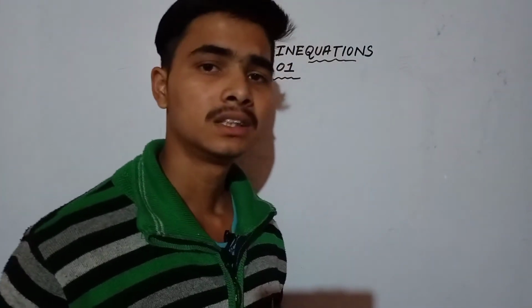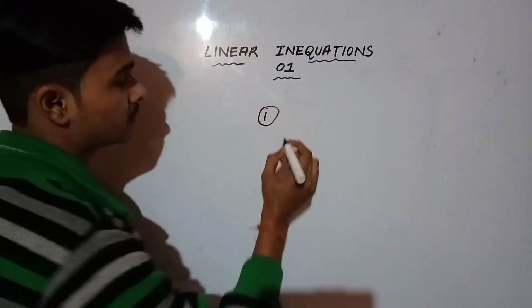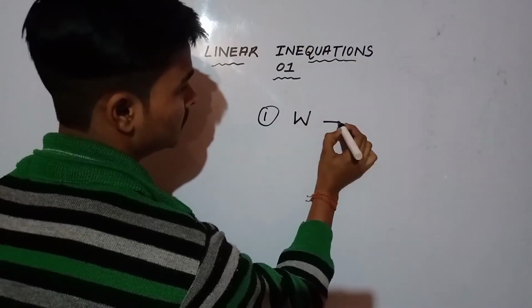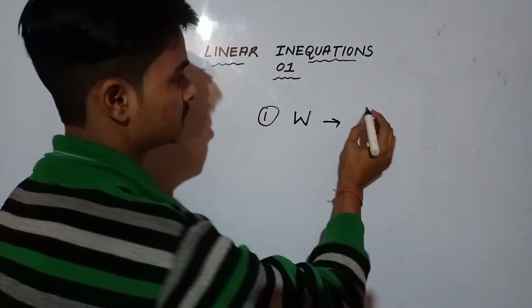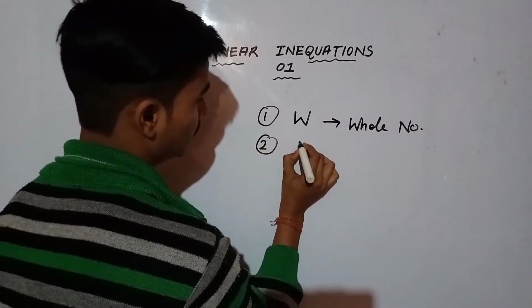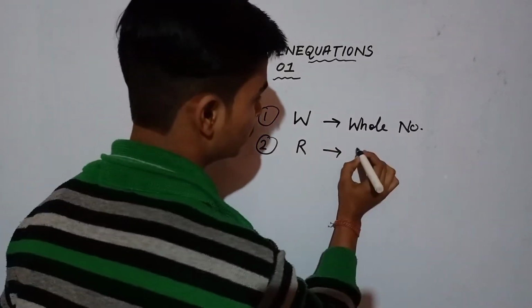In this chapter we need to basically understand how we are going to solve linear inequation questions. Now take out your notebook and pen and start noting all the basic things required for this chapter. The first basic thing is knowing the various number systems, which are represented by some symbols. Suppose I write W. This denotes the whole number system. So write this down. The second type is R. R denotes the real number system.